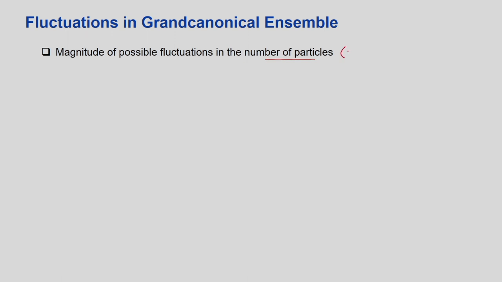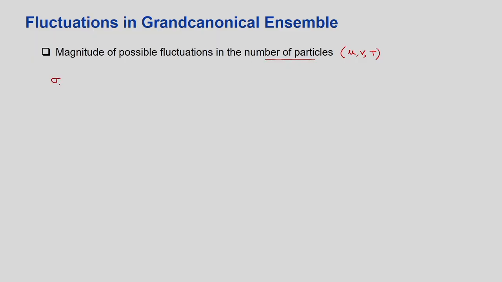So you have a grand canonical partition function with mu, V, T. Now we want to find out what is the fluctuation in the number of particles, and how does it depend on the total number of particles of the ensemble. For that we will have to write down the variance. What is the variance in the number of particles? It is sigma square N, which is nothing but N square bar minus N bar square. This is the expression we will be using for any property to find out the variance.